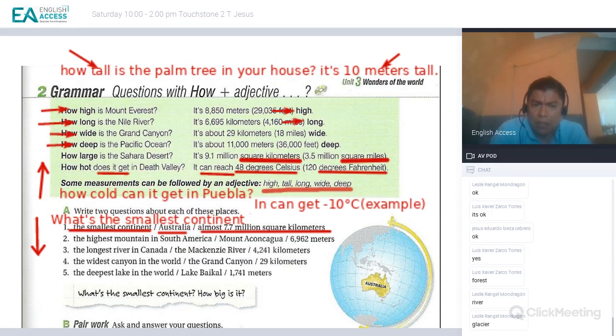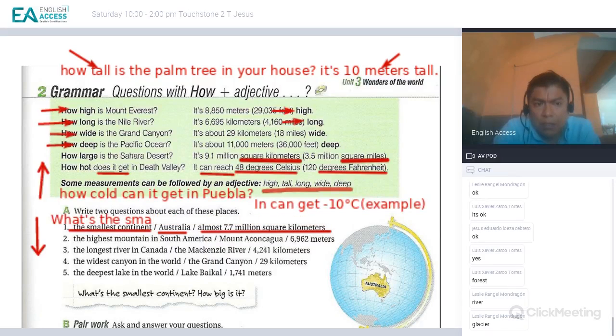Yes, because continents are only in the world, right? But for the lesson's sake, we finish it. In the world. What's the smallest continent in the world? The answer? The smallest continent in the world is Australia. That's what it says here. I thought it was Oceania, but okay, we have Australia. And that's our answer number 1. Answer number 2, almost 7.7 million square kilometers.